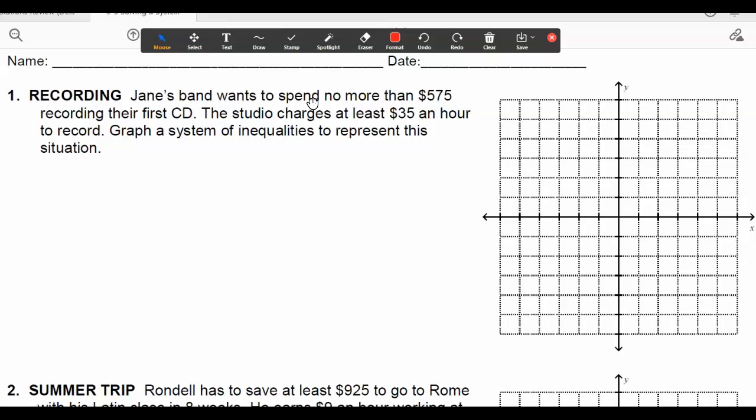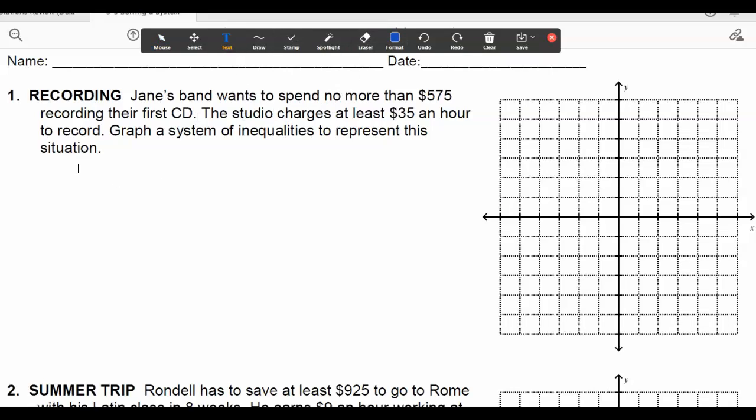So we have Jane's band wants to spend no more than $575 recording their first CD. The studio charges at least $35 an hour to record. Graph a system of inequalities to represent this situation.